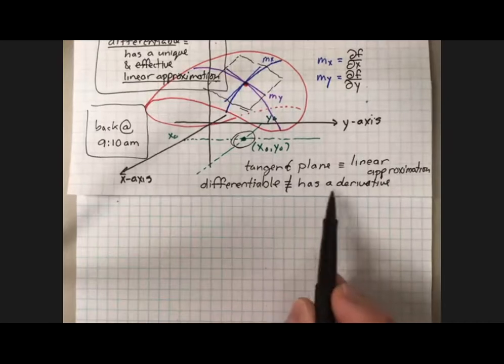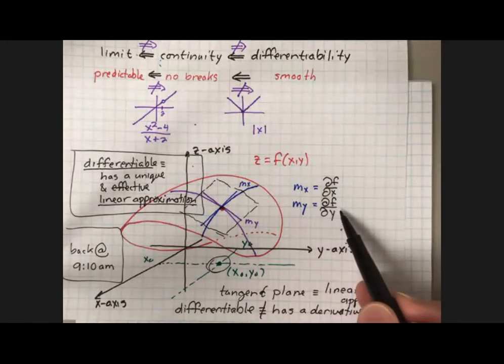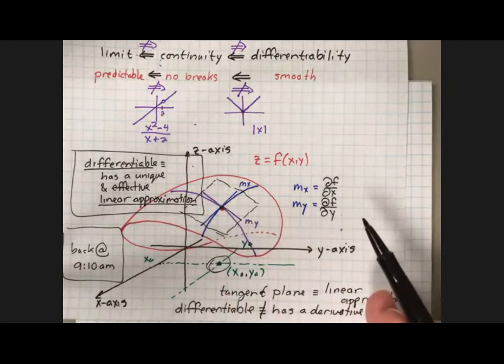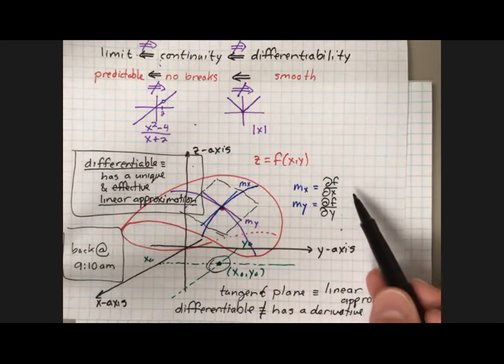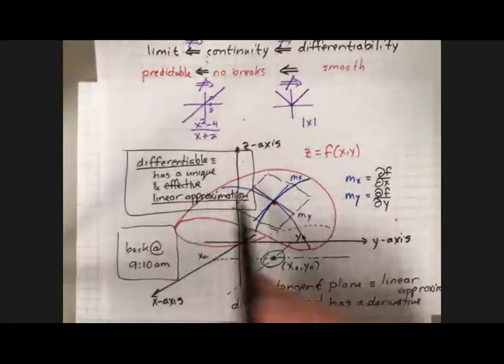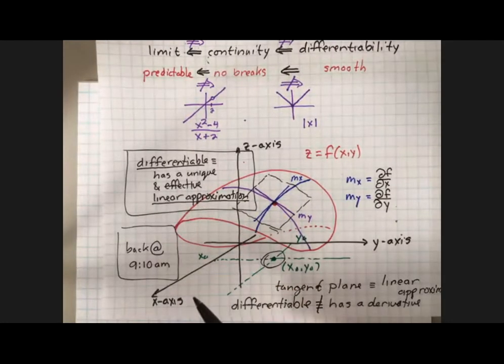So, key points. Differentiable does not mean has a derivative, because how do I know the derivative in the x direction and the derivative in the y direction suffice to protect me from all the bad things that could happen to a surface? So these are not all the derivatives of f, so to speak. We'll talk about that later. Differentiable means has a unique and effective linear approximation.